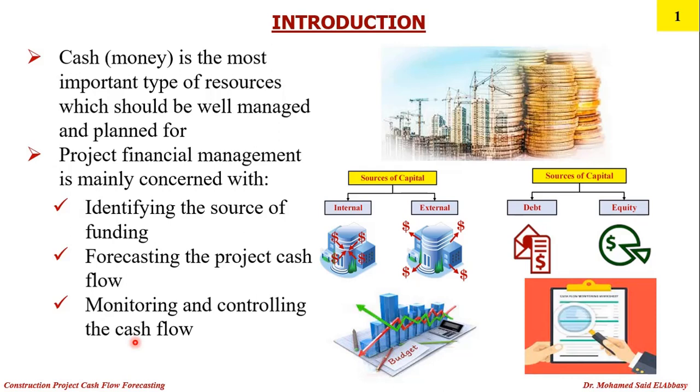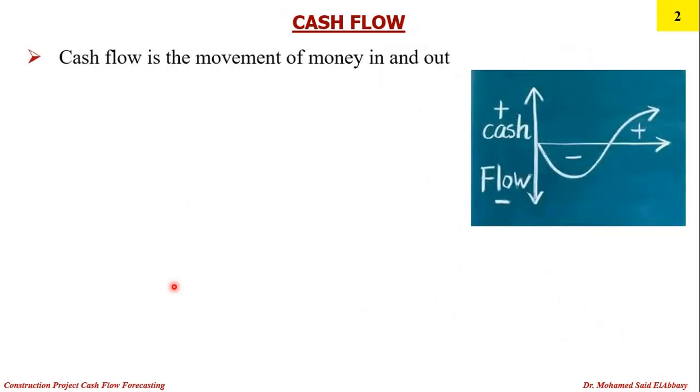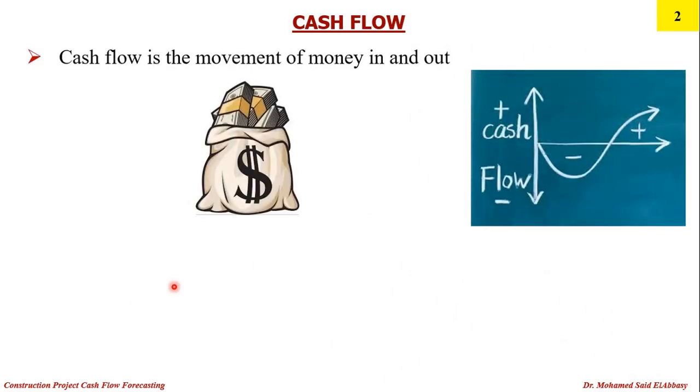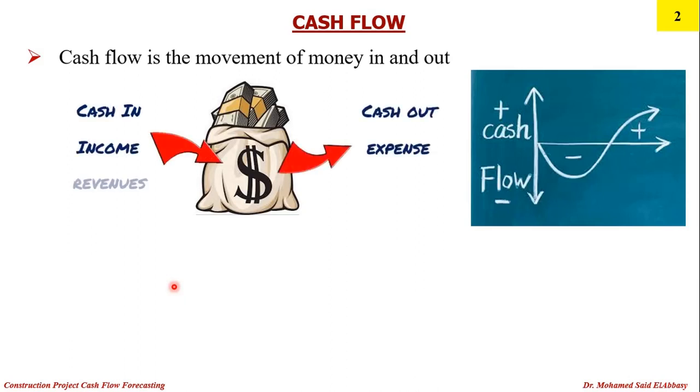So we need to monitor the status of our project, the progress of our project, I'm sorry. So this is what financial management is mainly concerned with, but what we are focusing on in this course is to forecast the project cash flow. So what is cash flow? We're saying cash flow, cash flow, cash flow. What is it? Simply, it is the movement of the money in and out of the project. In any project, there will be cash in and cash out. Or we can say income and expenses, or revenues and costs, all give the same meaning.